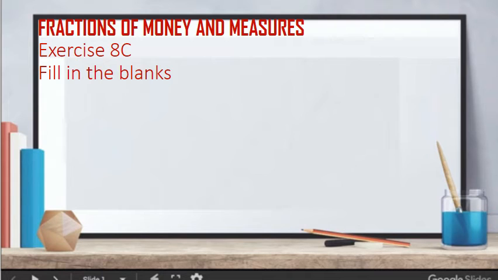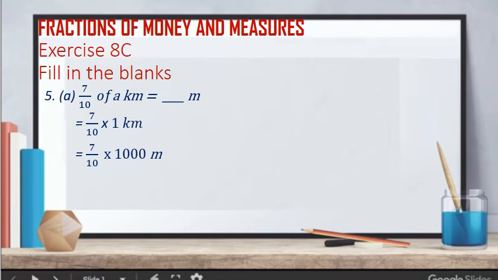Now children, the next question is question number 5a. Here we have to find out 7 by 10 of a kilometer is equal to how many meters? 7 by 10 of a kilometer, since a kilometer means 1 kilometer, so 7 by 10 of a kilometer can be written as 7 by 10 multiplied by 1 kilometer. Now children, we know that 1 kilometer is equal to 1000 meters. So in place of 1 kilometer we can write 1000 meter. So this is equal to 7 by 10 multiplied by 1000 meter.